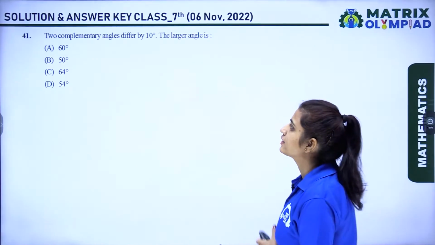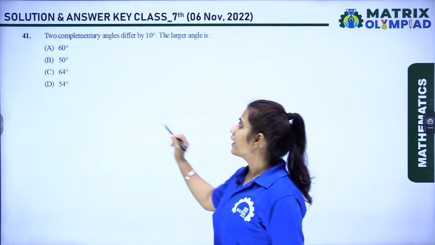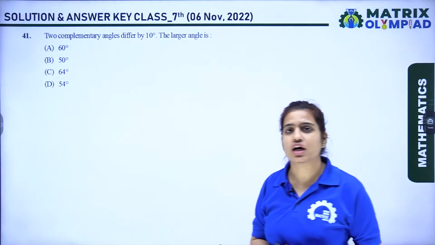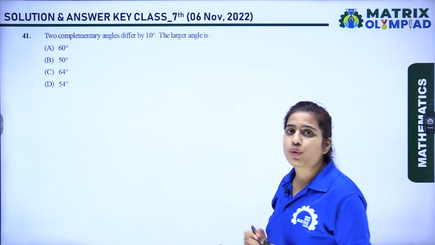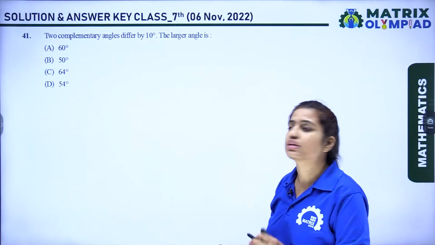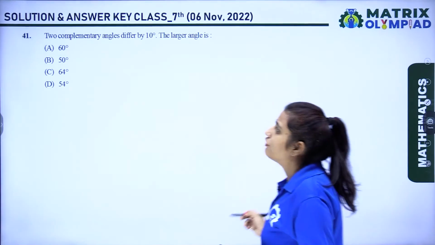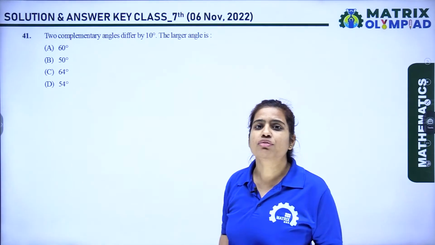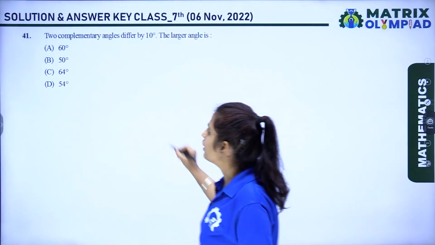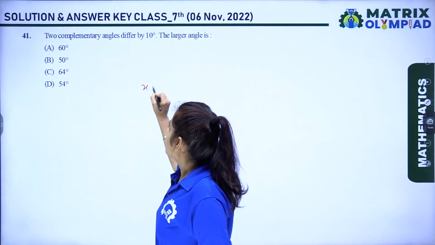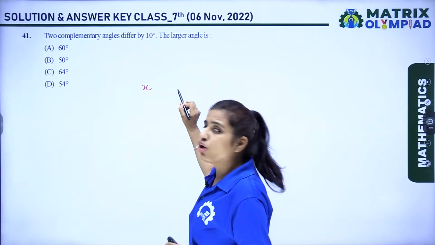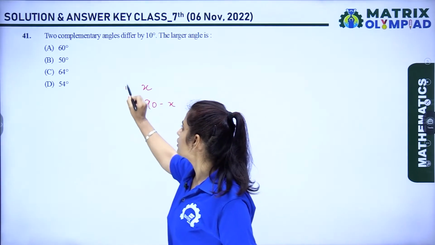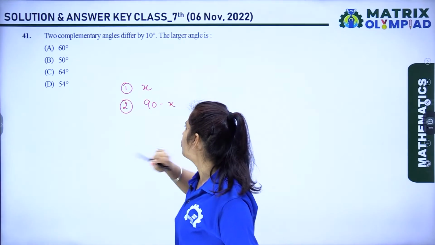Now the next question is 41. Two complementary angles differ by 10 degree. The larger angle is. Now we have to find out the larger angle when two complementary angles differ by 10 degree. Now we know that complementary angles are those angles in which sum of two angles is equal to 90 degree. Now here let the angle 1 be x and the complement of this angle be 90 minus x. So this is angle 1 and this is angle 2.